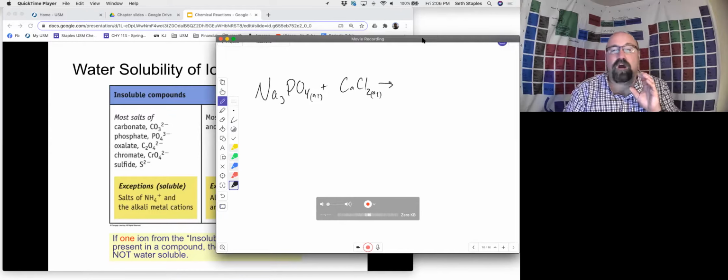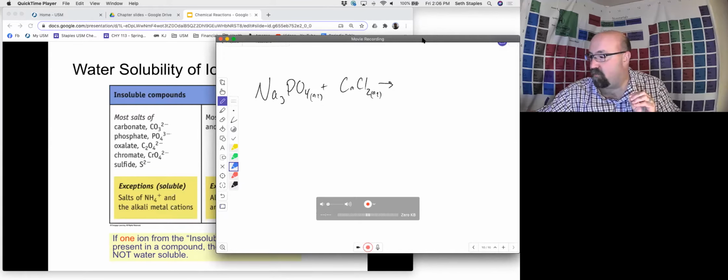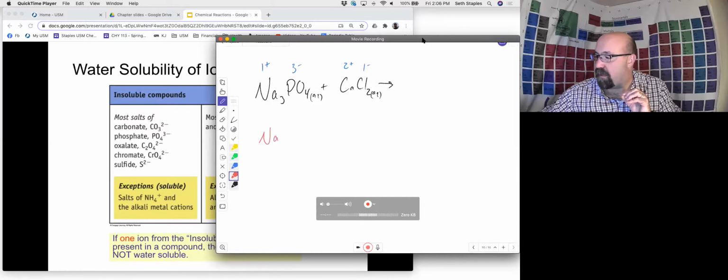Now we need to look at what our products are going to be from this reaction. Remember I said that the easiest way is to first identify the charges on everything. Sodium is 1+. Phosphate, PO4, is our polyatomic ion with a charge of 3-. Calcium is 2+. Chloride is 1-. So one of our new combinations is going to be Na and Cl, which come together as NaCl.